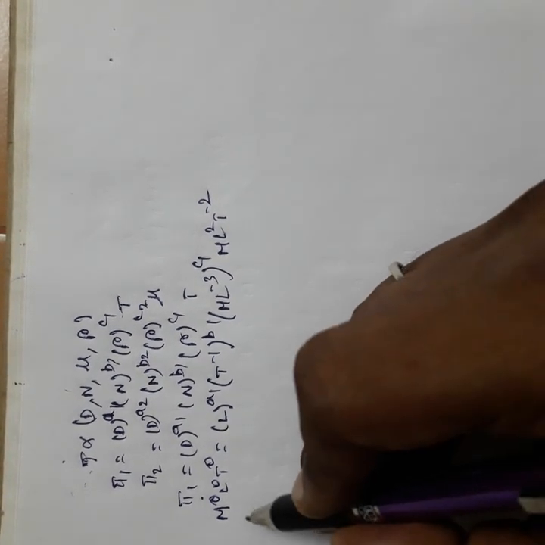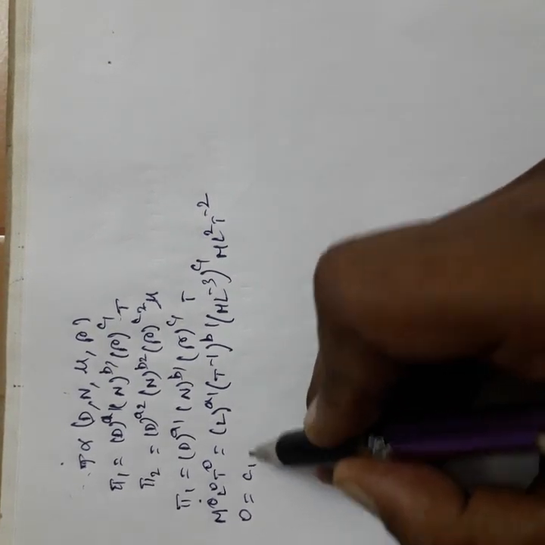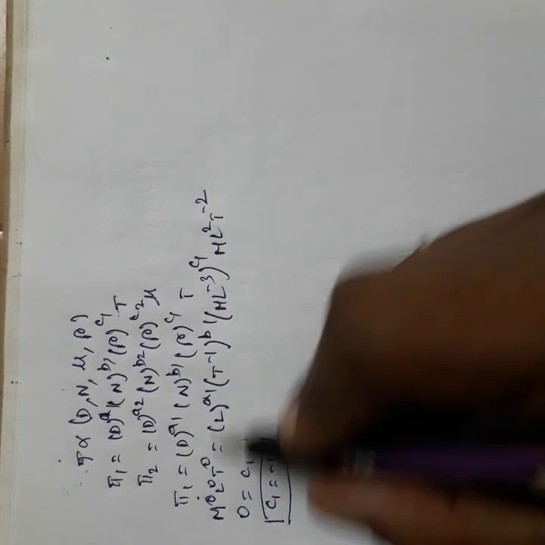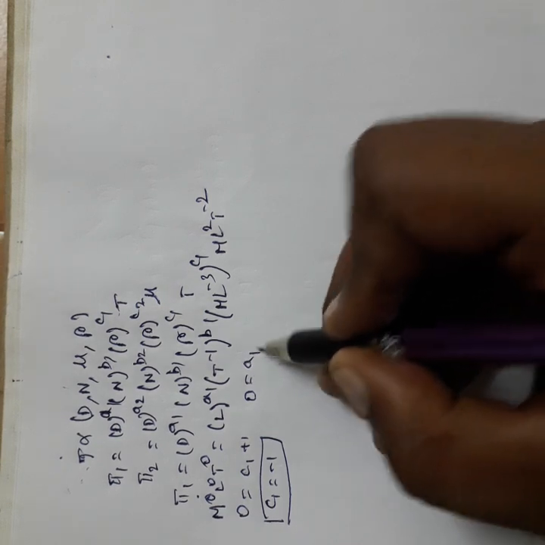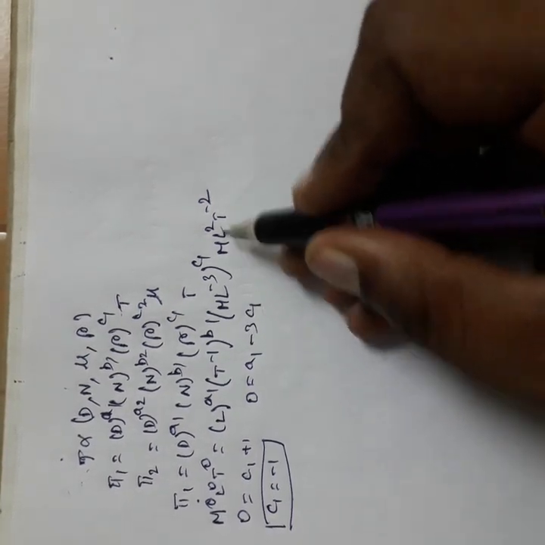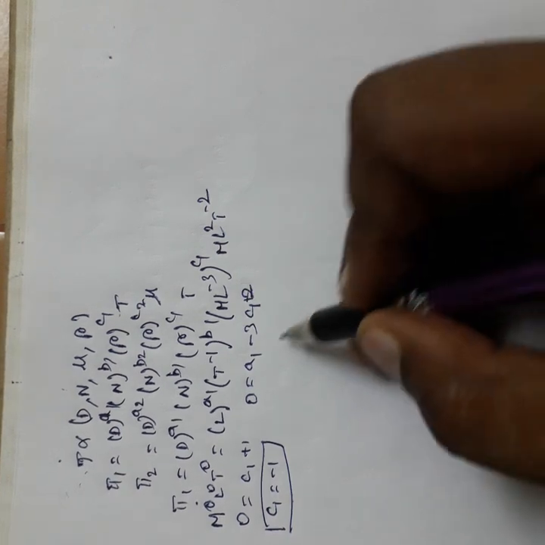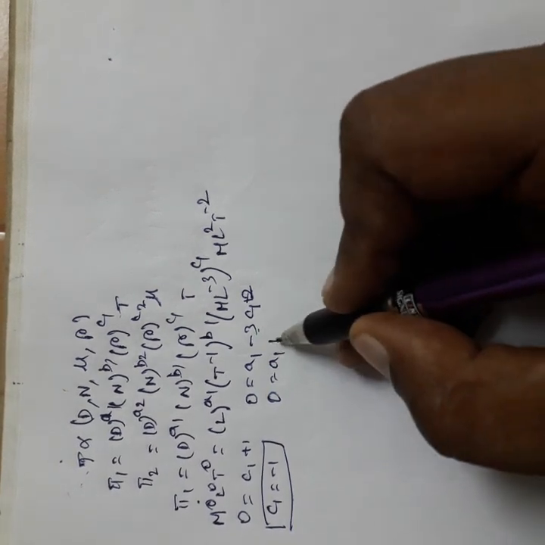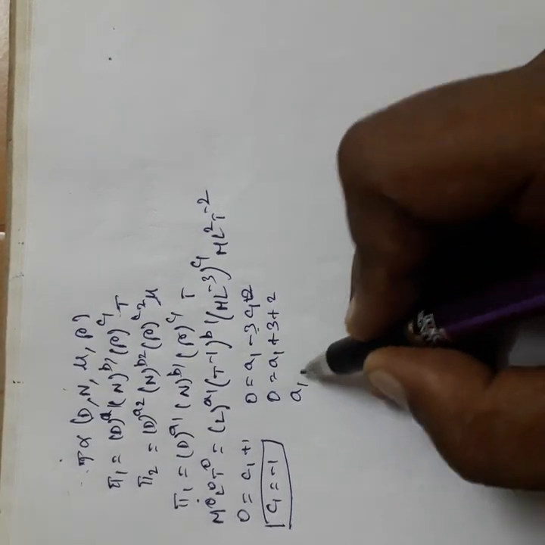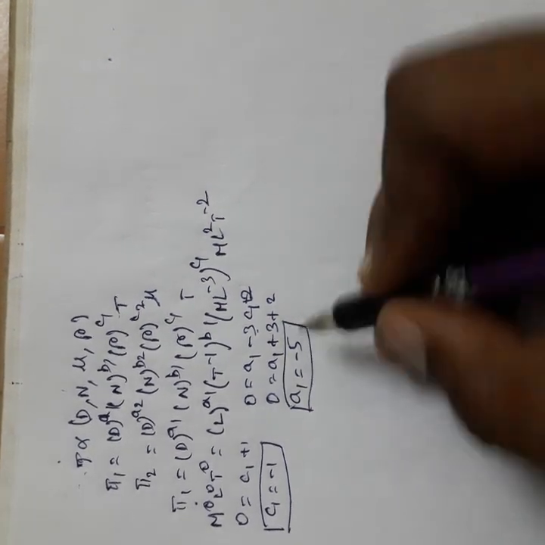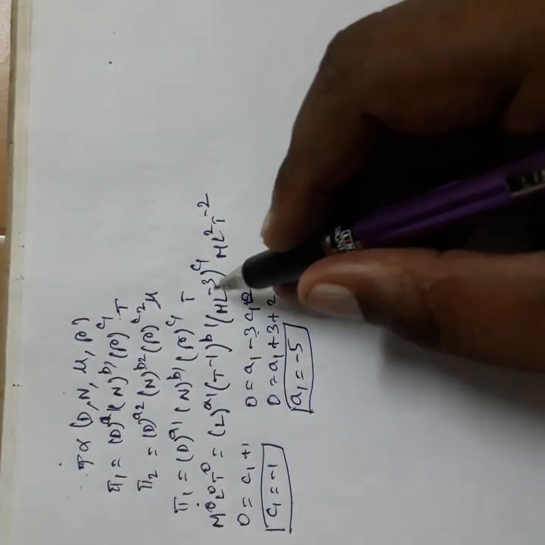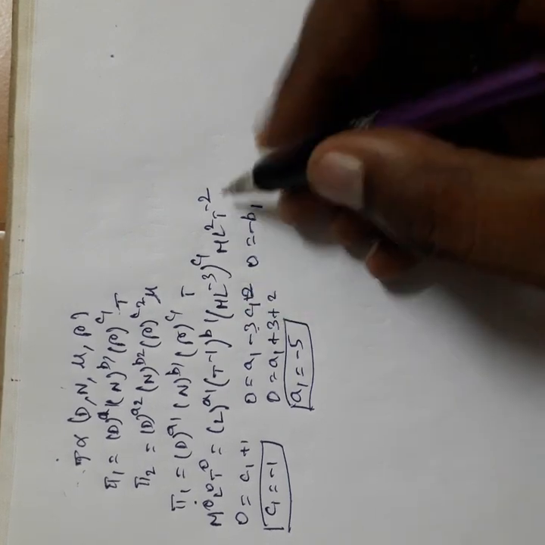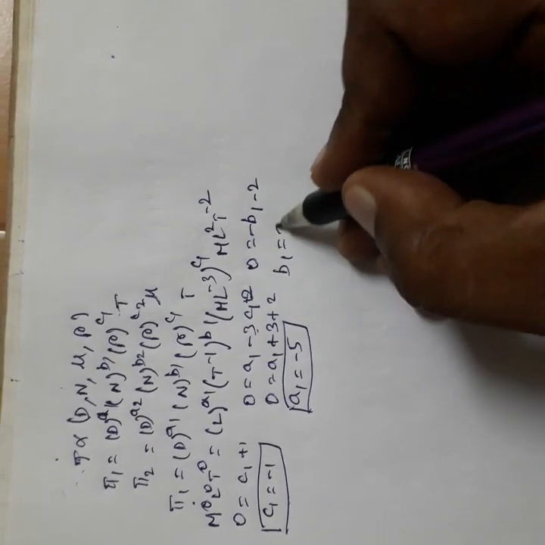If I compare the power of mass, 0 is equal to c1 plus 1, so c1 is equal to minus 1. Comparing the power of length on both sides, 0 is equal to a1 minus 3c1 plus 2. So 0 is equal to a1 minus 3 into minus 1, so plus 3 plus 2, so a1 is equal to minus 5. Then comparing the powers of time on both sides, 0 is equal to minus b1 minus 2. So b1 is equal to minus 2.